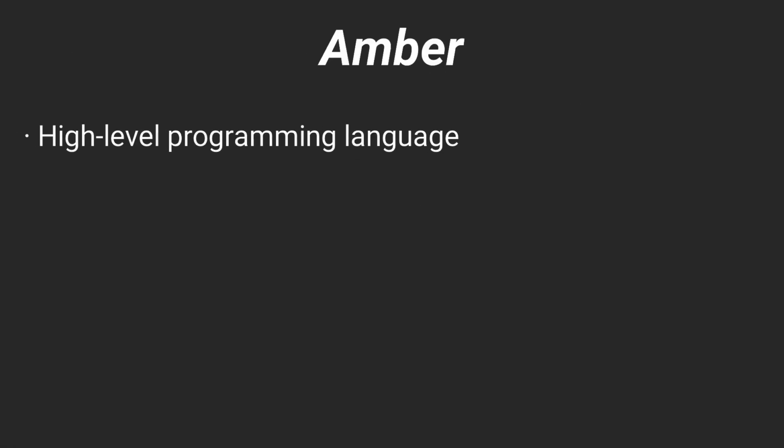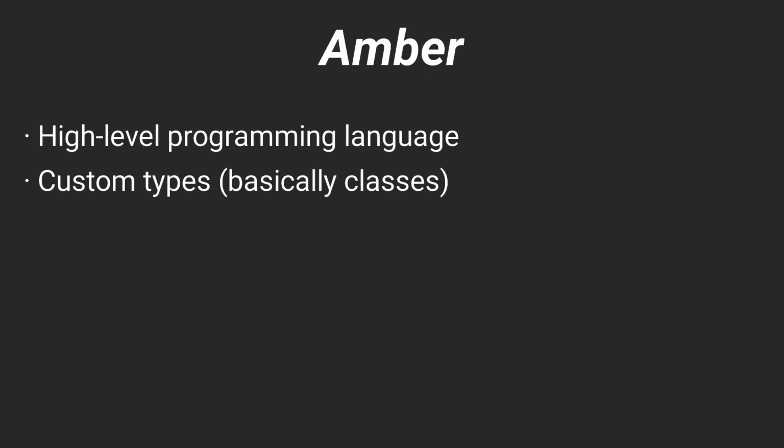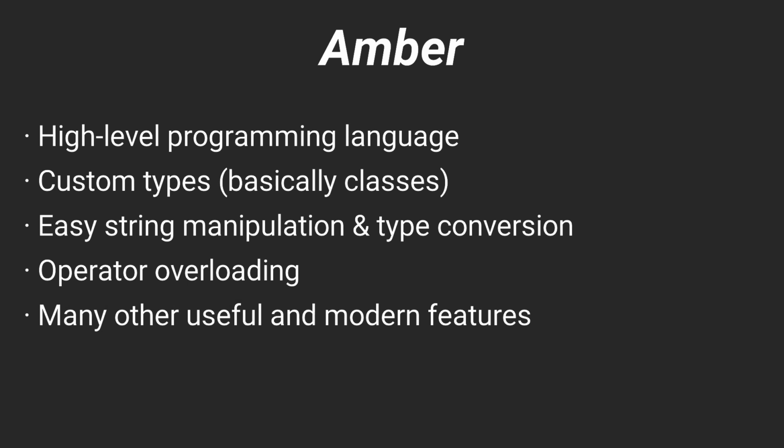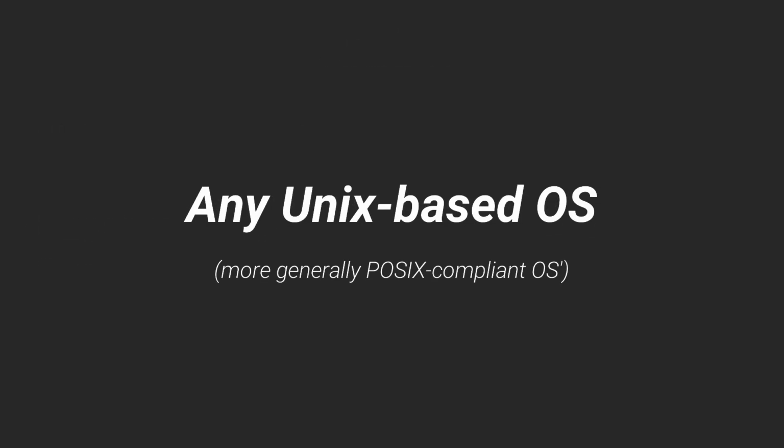Amber is meant as a much higher level programming language, with features like custom types, equivalent to classes in most other languages, easy string manipulation and type conversion, operator overloading, and many other useful features that are commonplace in modern programming languages. As might be expected, these tools are all available to any Unix-based operating system, although a lot of the significant changes made to the underlying architecture have yet to be pushed to the GitHub repositories.